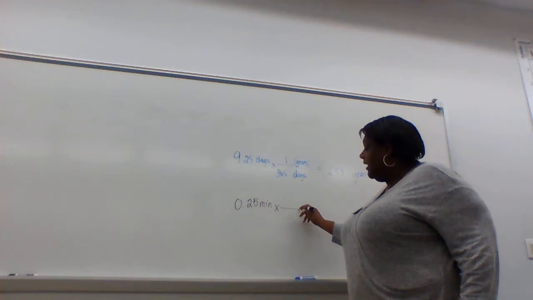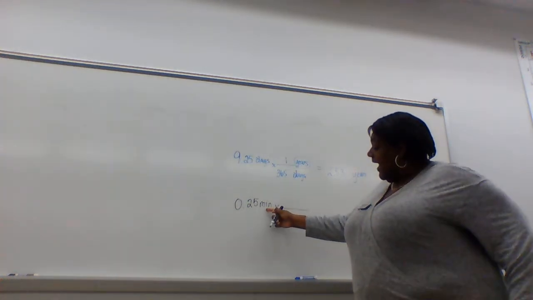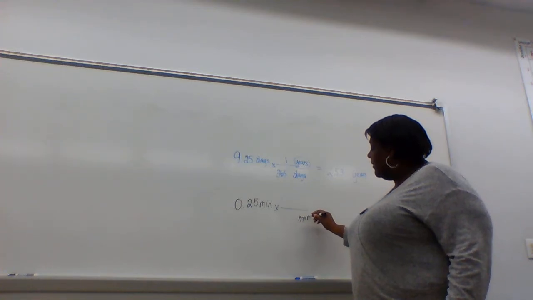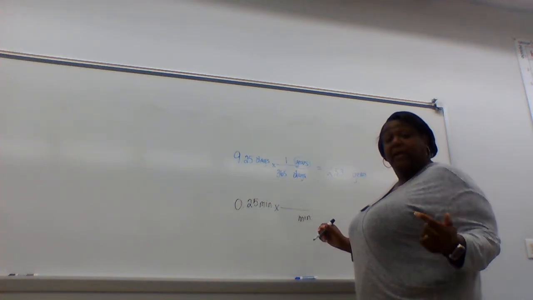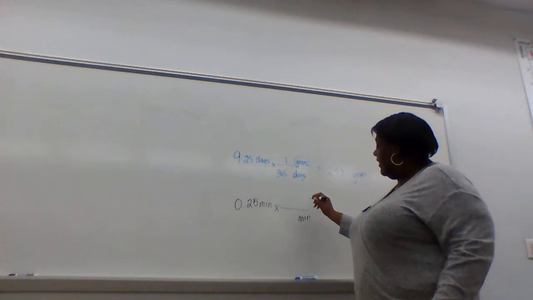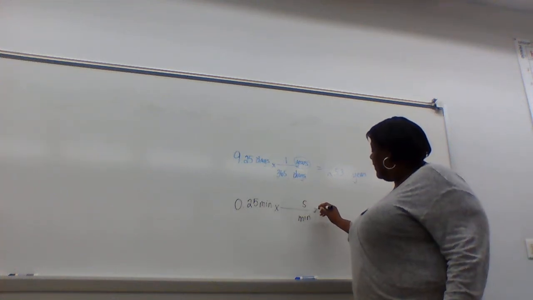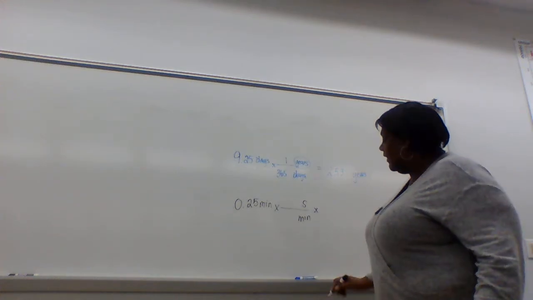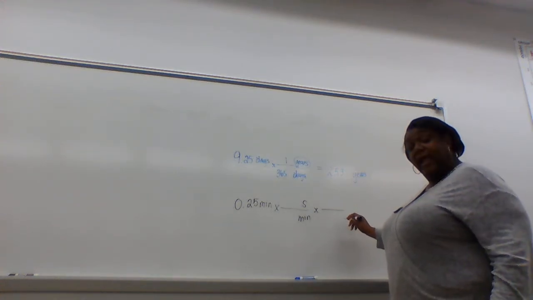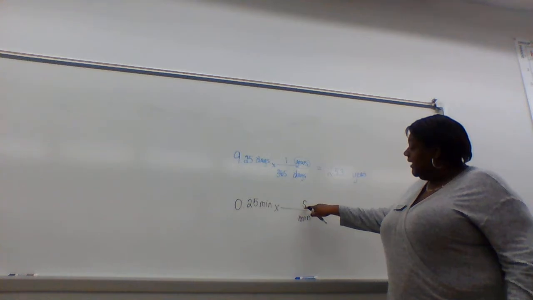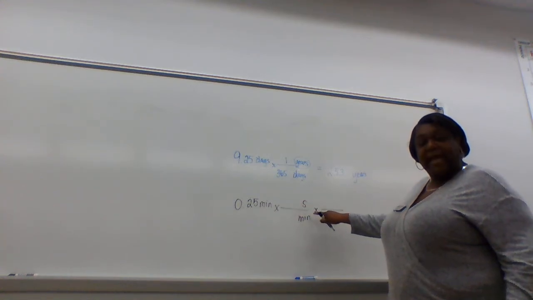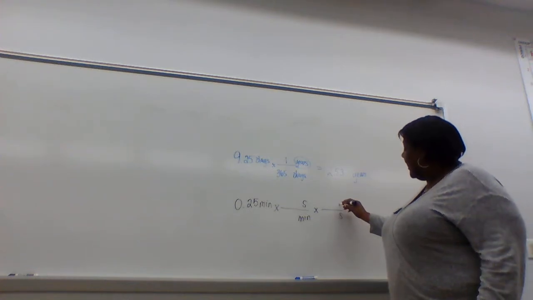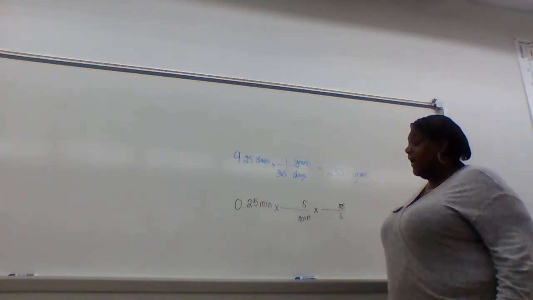Again, my job is to get the units to cancel out. Since I have minutes here as my unit, I need minutes on the bottom. And I know how to go from minutes to seconds. But the problem didn't ask me to stop at seconds. It asked me to go to milliseconds. So I have to do that conversion as well. So because this seconds is on the top and I need to get that to cancel, I need to have a seconds on the bottom, and then I need to have milliseconds on the top.